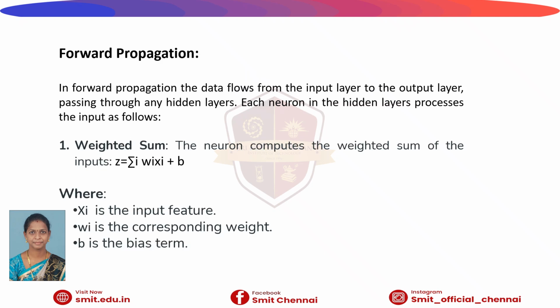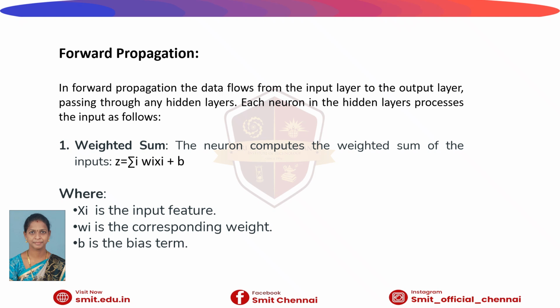Forward propagation. Forward propagation is the process in which information moves from the input layer to the output layer. Each neuron receives inputs from the previous layer and computes a weighted sum. The result is then passed through an activation function. This process continues until the final output is generated.